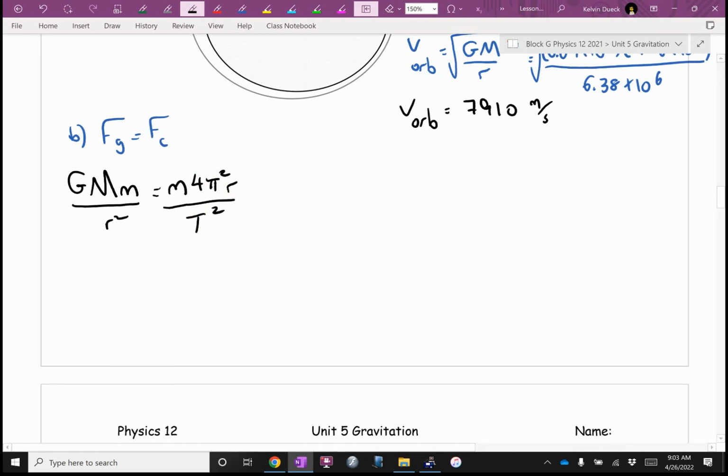Does little m still cancel? Well, that's kind of nice. So we don't need to know the mass of the football. What are we trying to get by itself here? The T. Where is the T right now? On the bottom. Stuff can move diagonally. So I'm going to move the T squared to the top on the left. I'm going to leave the 4 there, the pi squared there. There was an r, and I'm going to move the r cubed up and the r squared up and over. I'm going to get an r cubed.